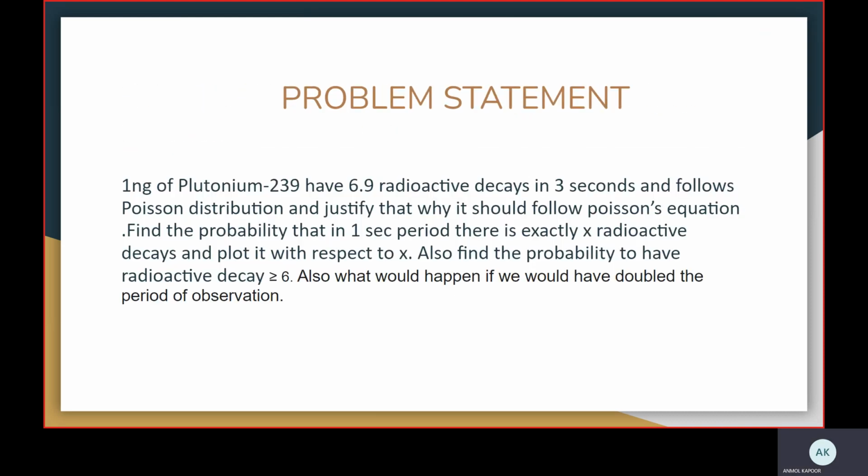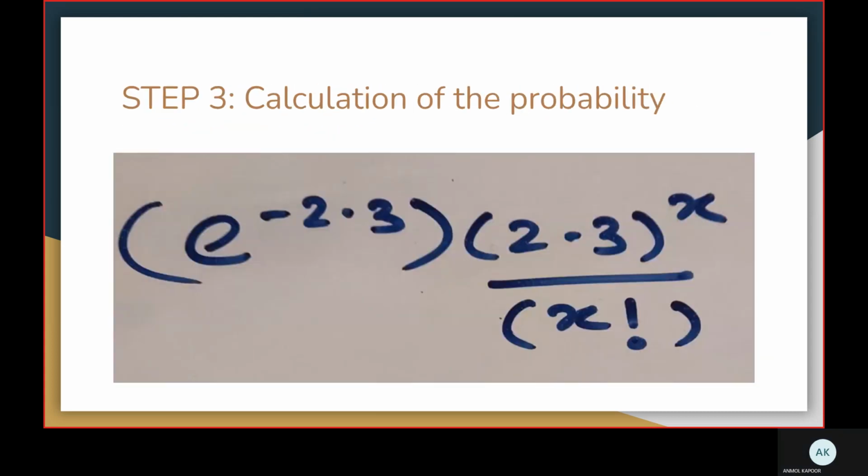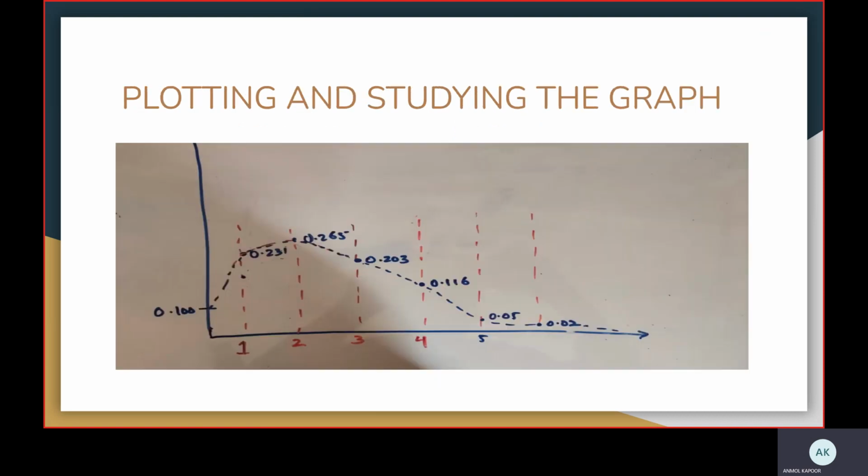You are also asked to plot it on a graph. So putting various values of x, especially 0, 1, 2, 3, 4, 5, we got this as our graph. Here it can be seen that as x tends to infinity, the probability gets closer towards 0.